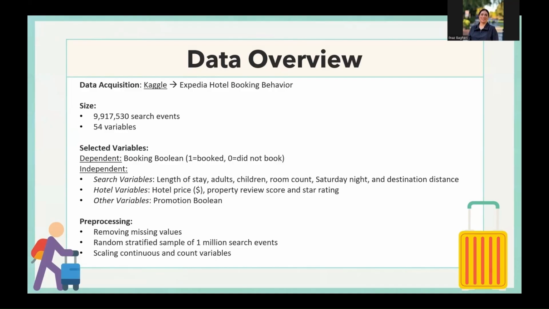For data processing, we removed missing values, created a stratified sample of 1 million observations to ensure balanced representation of booking outcomes, and scaled all continuous and count variables. These steps prepared the dataset for both the clustering and logistic regression model that follow. With the foundation in place, I will now hand it over to Peter to walk through our analytical approach.